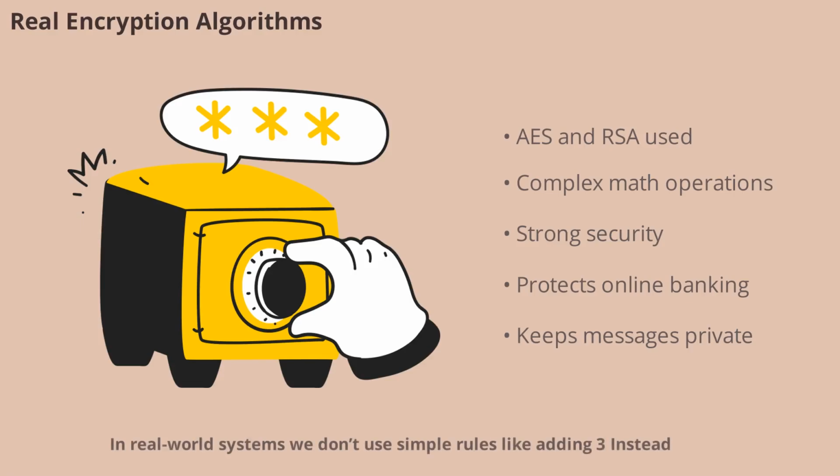In real-world systems, we don't use simple rules like adding 3. Instead, powerful encryption algorithms such as AES and RSA are used. These algorithms perform complex mathematical operations, making it nearly impossible for attackers to break the code without the key. They are the backbone of modern security, protecting everything from online banking to private messages.